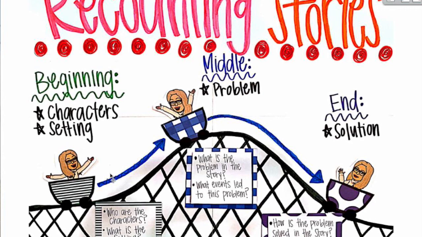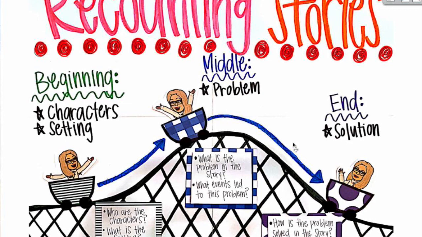Once we find these two things, we know that we're in the beginning of our story. From there, we go up the roller coaster to the very, very top. This is where the middle happens of our story, and this is also where the problem arises in our story. So, whenever we're reading a story, we need to be asking ourselves, what is the problem in the story? What events led to this problem? When we find the problem in our story, we know that we've reached the middle of our story.